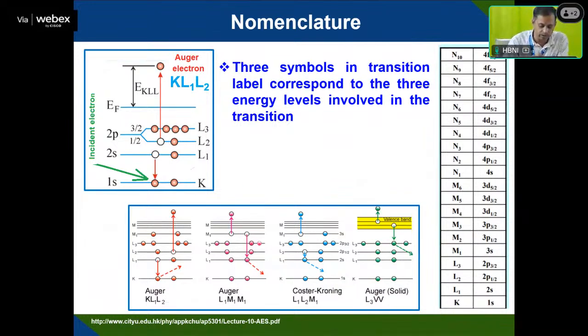I have already discussed the nomenclature of these lines in Auger electron spectroscopy. You can see first the K electron is involved: the incident beam comes in and the K electron goes out first, creating a vacant site. Then an L1 electron falls here, and because of that extra energy, an L2 electron goes out. So this line is named K L1 L2. Depending on this, the symbols can be KLL, LMM, and so on. All the possible transitions can be named by the electrons involved.